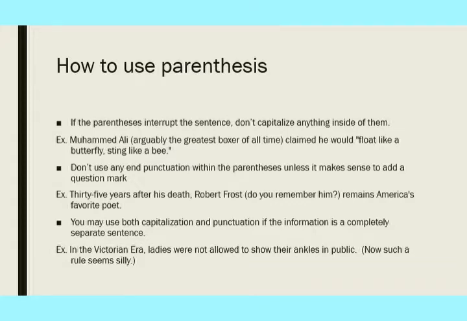How to use parentheses. If the parenthesis interrupts the sentence, don't capitalize anything inside of them. Example, Muhammad Ali (arguably the greatest boxer of all time) claimed he would float like a butterfly and sting like a bee. That's a classic quote, and he did.